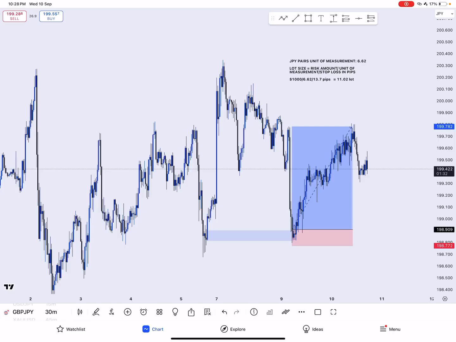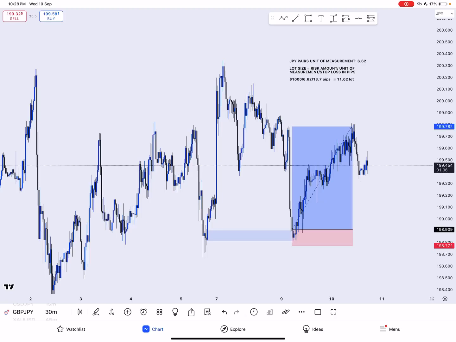and on your brokers. So I'm going to tell you guys how to calculate your lot sizes in accordance to how many pips stop loss you're risking. Every pair has its unit of measurement. Mostly JPY pairs, gold, Euro USD and AUD USD have their units of measurement. The JPY pairs, GBP JPY, Euro JPY, AUD JPY, they all have a unit of measurement of 6.62.